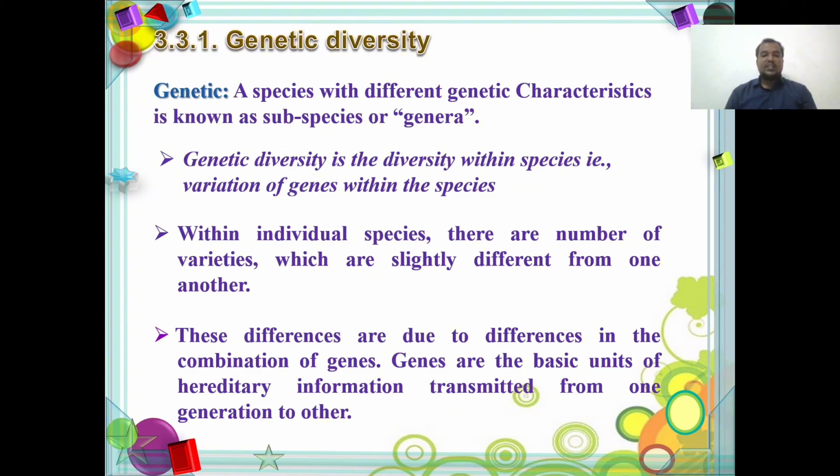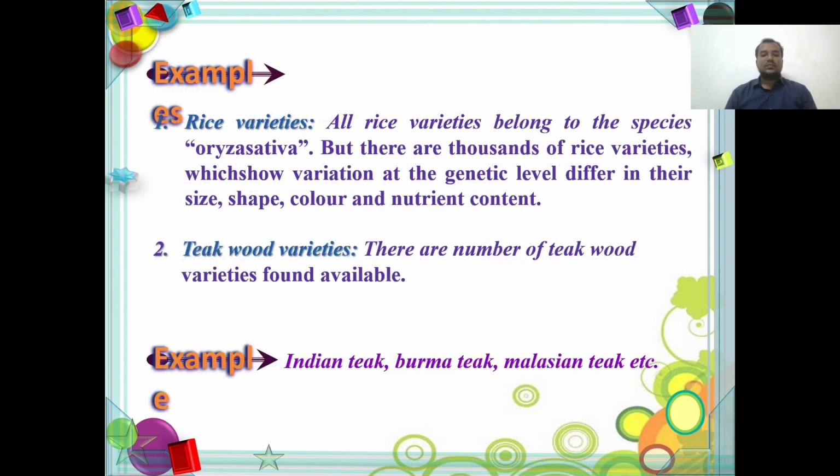Within an individual species there are a number of varieties in genetic biodiversity. These differences are due to the different combinations of variety of genes, the basic units of hereditary information transmitted from one to another. For example, rice varieties. We know many types of rice varieties, Oryza sativa and some other species varieties. They differ from one variety to another in their genetic nature.